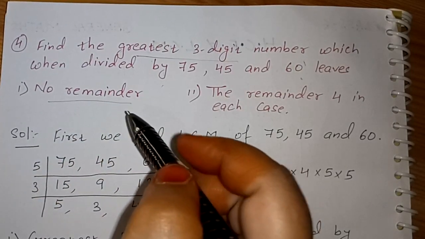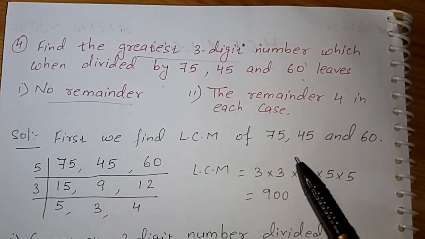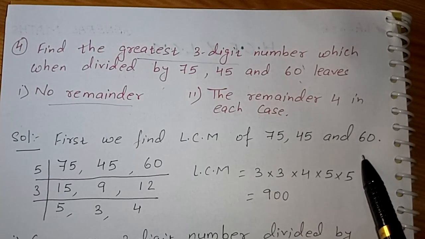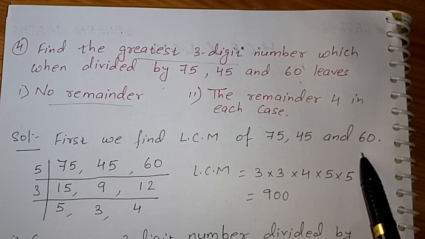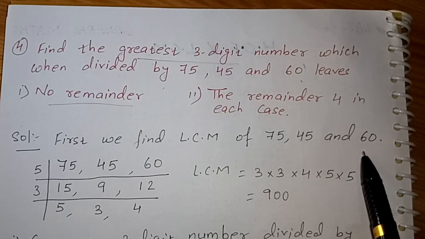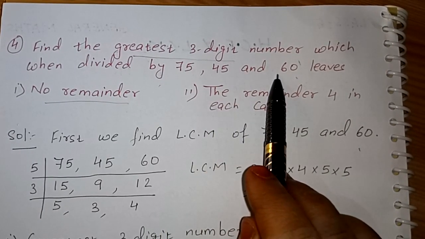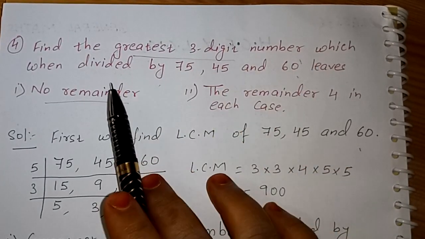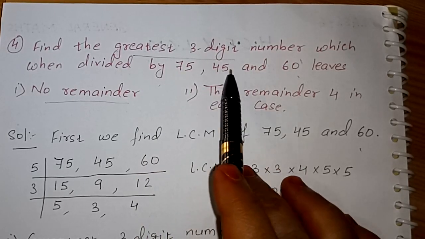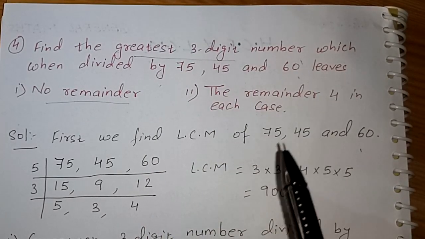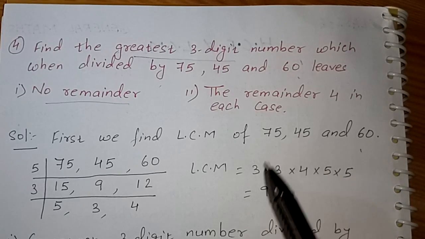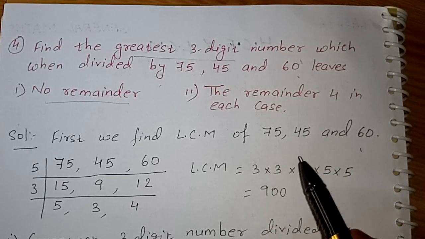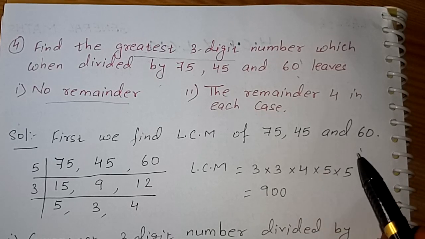You have to find the greatest 3-digit number which when divided by 75, 45 and 60, in the first case leaves no remainder. So first we will find the LCM of 75, 45 and 60. Why do we find the LCM? Because the LCM is a number which is divisible by the given numbers exactly.